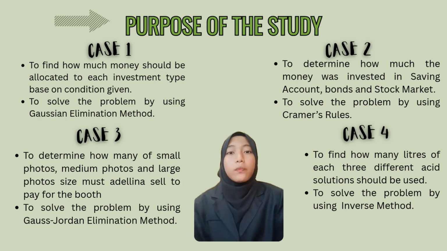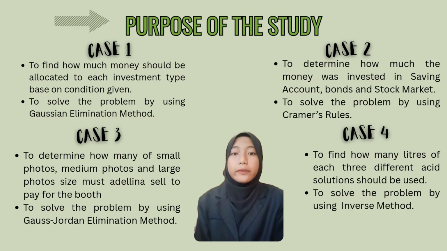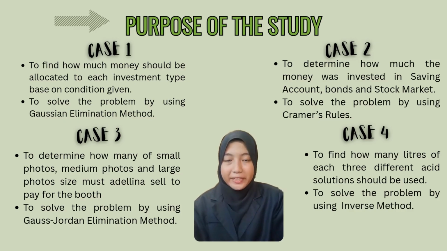For case 3, the purpose of our study is to determine how many small, medium, and large photon sizes Adelina must sell to pay for the booth, and to solve the problem by using the Gauss-Jordan elimination method. And lastly, for case 4, the purpose of the study is to find how many liters of each of 3 different acid solutions should be used, and to solve the problem by using the inverse method.